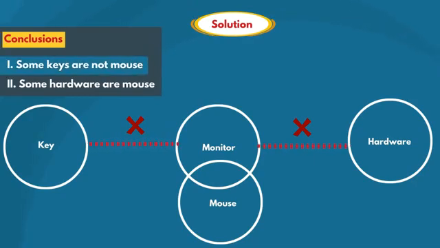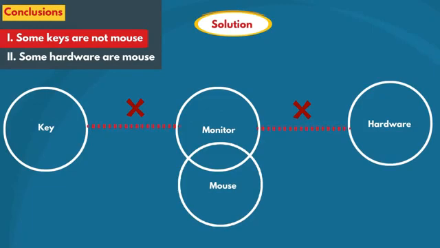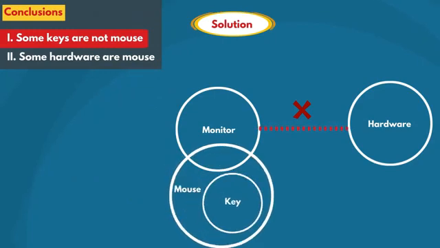First conclusion. Some keys are not mouse. If conclusions have negative words like no and not, this type of conclusions are called negative conclusions. So this is a negative definite conclusion. For all negative conclusions, we need to draw alternate diagram. Let's draw the alternate diagram. In this alternate diagram, all keys are mouse. Here, we created the alternate diagram without disturbing the statements.